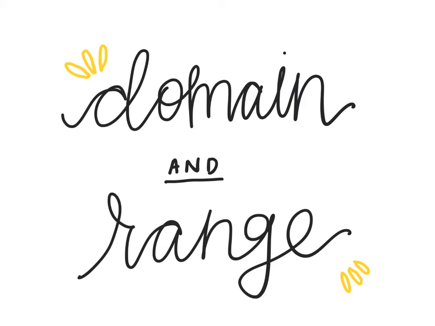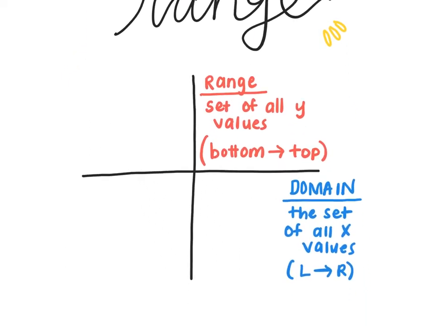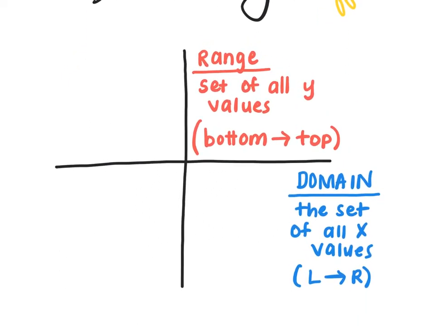All right, you guys, in this video we are talking about our favorite domain and range. So a quick recap. Our domain is going to be the set of all x values. So anything along my x-axis that exists on my graph is going to be my domain. We read it left to right, just like a text message. Range is going to be my set of all y values. I read it bottom to top, just like my favorite song started from the bottom.